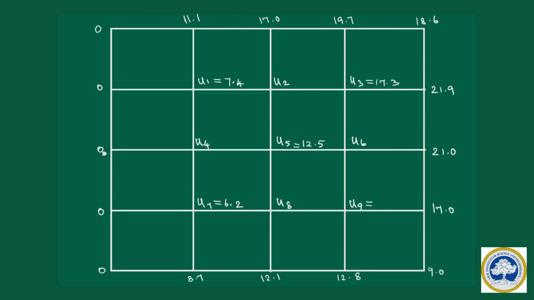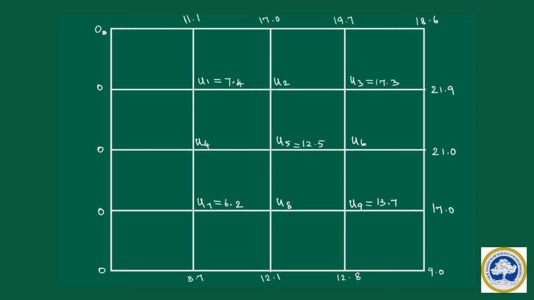Next is U9. Similarly, U9 also you can use the diagonal 5-point formula. It will give you 13.7. So likewise, we can find out U1, U3, U7, U9 using the diagonal 5-point formula. Again, the values left out are U2, U4, U6, U8. So all these can be calculated using the standard 5-point formula.